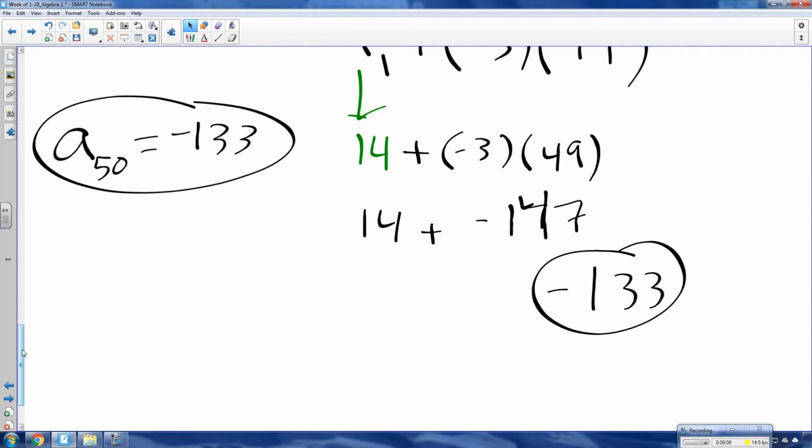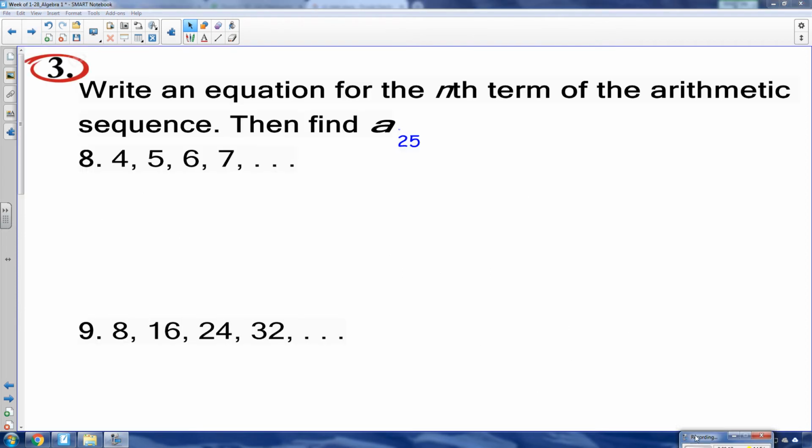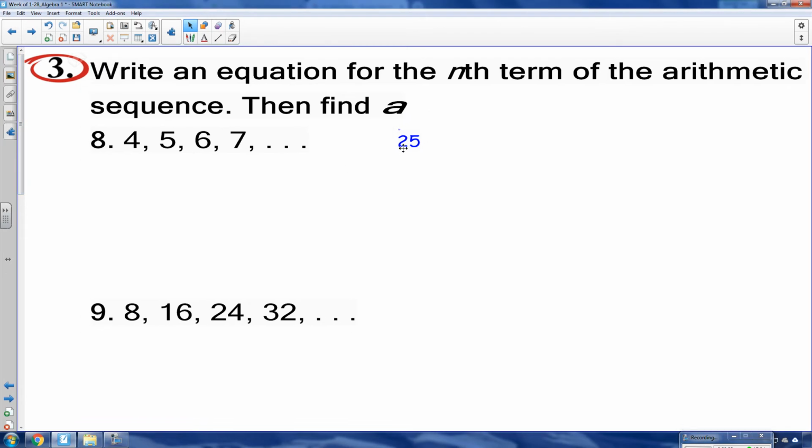So let's kind of keep going. Maybe we can get into a now you try. I feel like we're doing good. So let's check it out. We're at number 3. Write an equation for the nth term of the arithmetic sequence. Then find A25. So here's the deal, okay? First of all, make sure that you're not confused by this. This is the beginning of the question, right? You know what I'm saying?